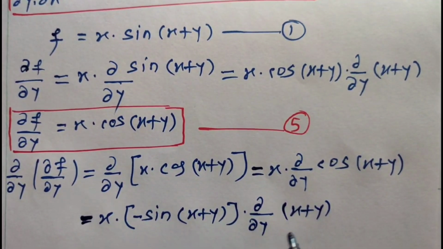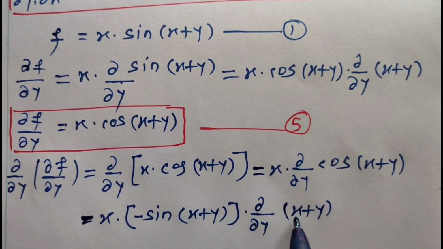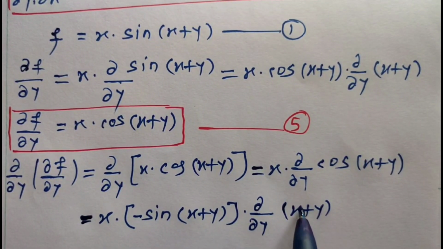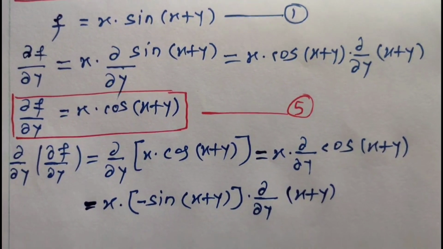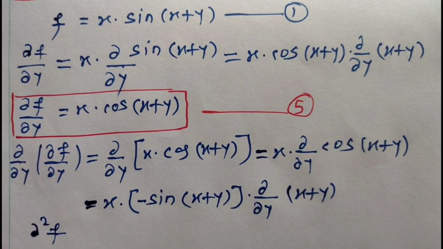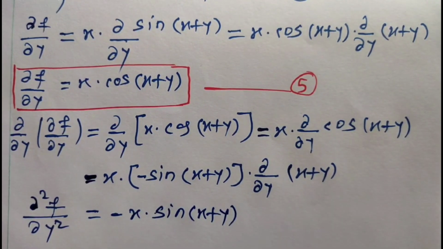We are differentiating with respect to y, so x becomes a constant term and the derivative of a constant term is 0. The derivative of x is 0 and the derivative of y with respect to y is 1, meaning 1 plus 0, that becomes 1. So into 1. Hence del 2f by del y square on the left hand side is equal to minus x into sine of (x plus y), and this is result number 6.